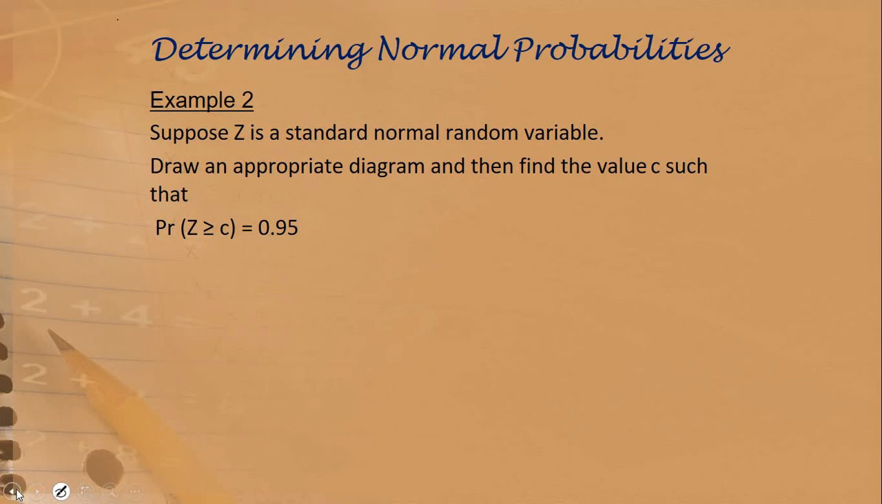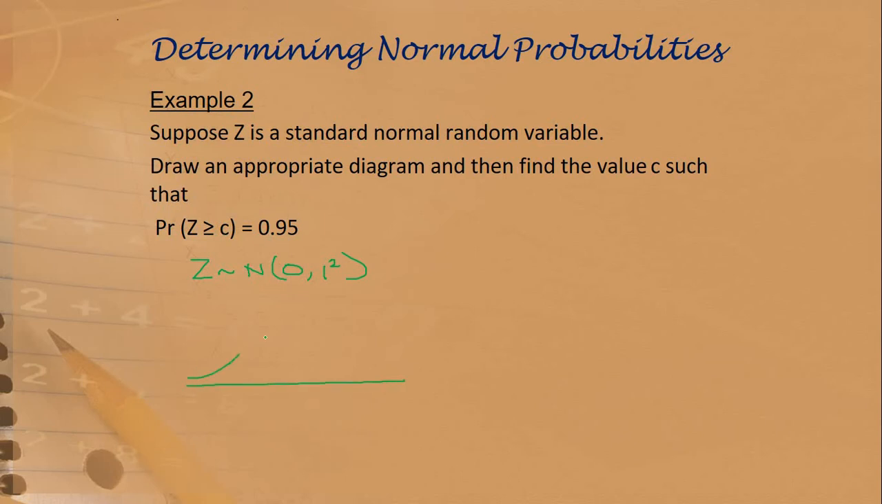We can also do these the other way round. So now we still know z is a standard normal random variable. So we still start by clarifying z is normal with a mean of 0 and a standard deviation of 1. This time we're told the probability that z is greater than or equal to c equals 0.95.